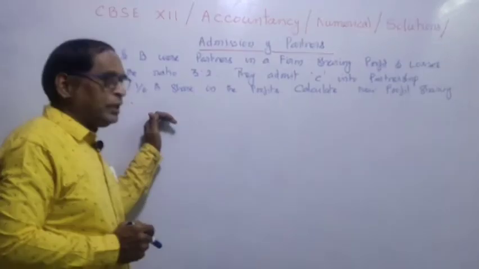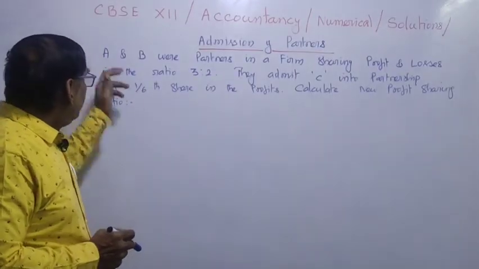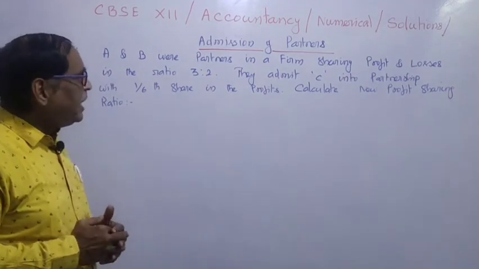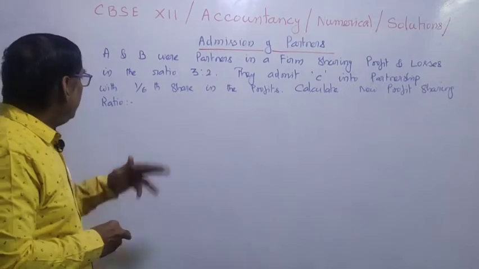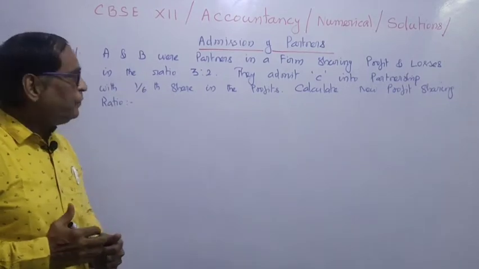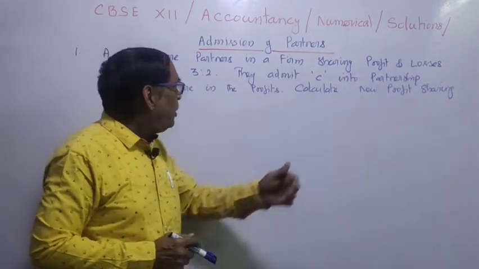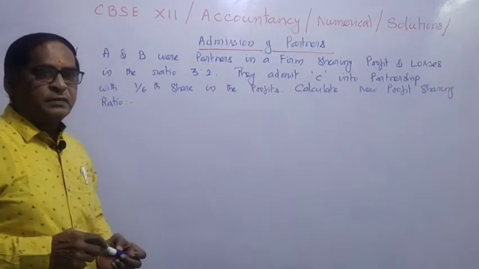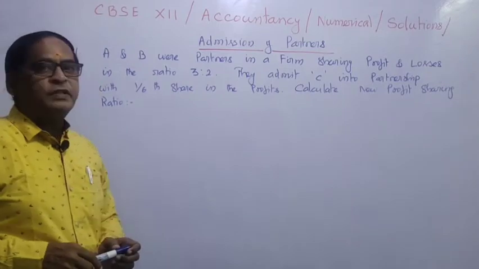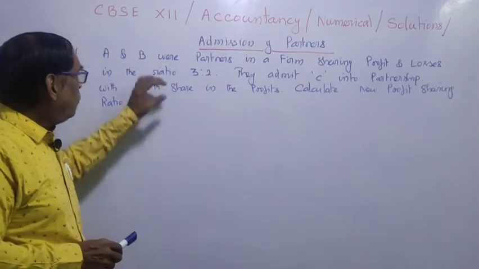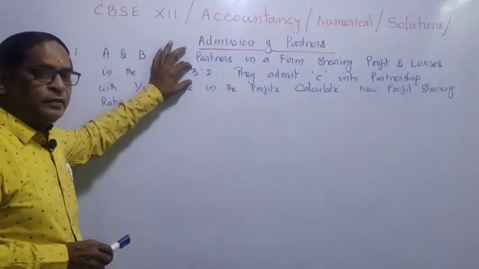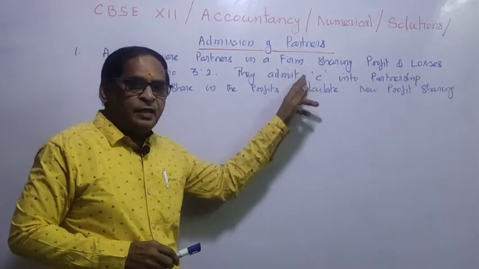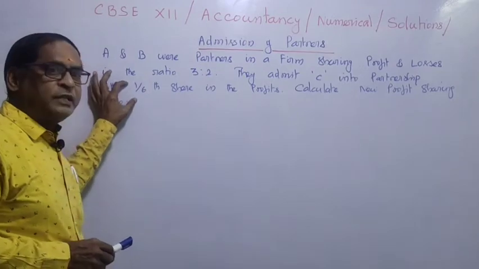The first numerical question is: A and B were partners in a firm sharing profits and losses in the ratio of 3:2. They admit C into the partnership firm with 1/6 share in the profits. Calculate the new profit sharing ratio. So the old profit sharing ratio is given. The old partners are A and B. The new partner is C. For him the share given is 1/6.